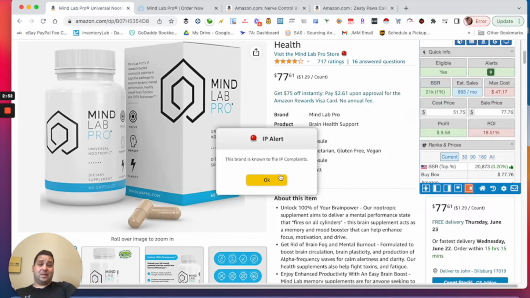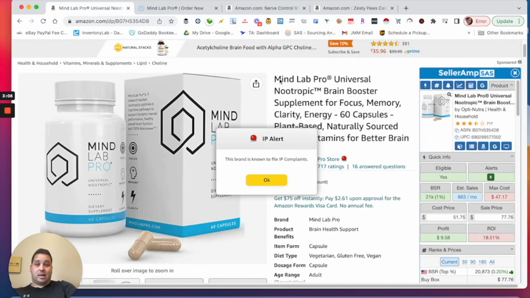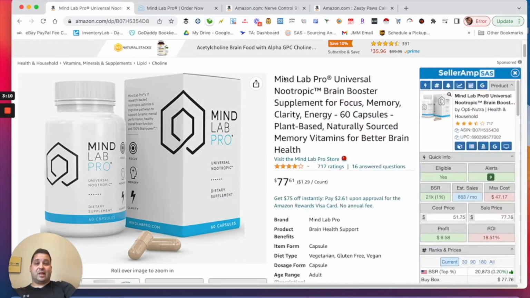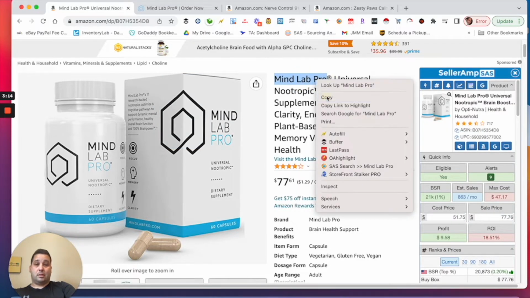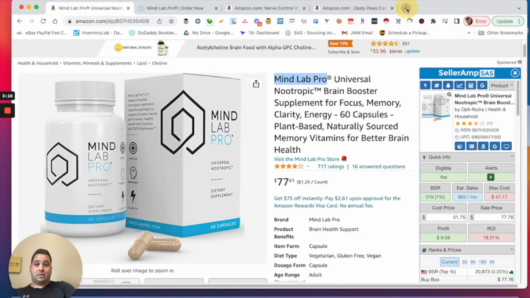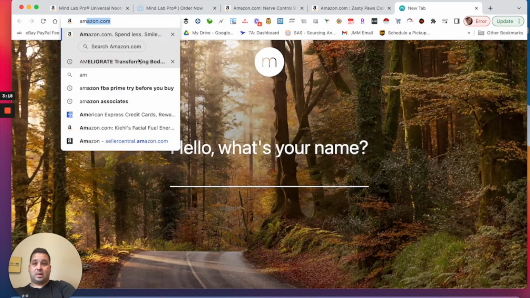IP complaints. If you get too many of them on Amazon, they could shut down your accounts. It's bad for account health. It's just something you don't want to do. So IP Alert would be the first one. And let's see, I think it also appears, and I like that you have to click it out because, let's see here. I'm going to open another window real quick. Amazon.